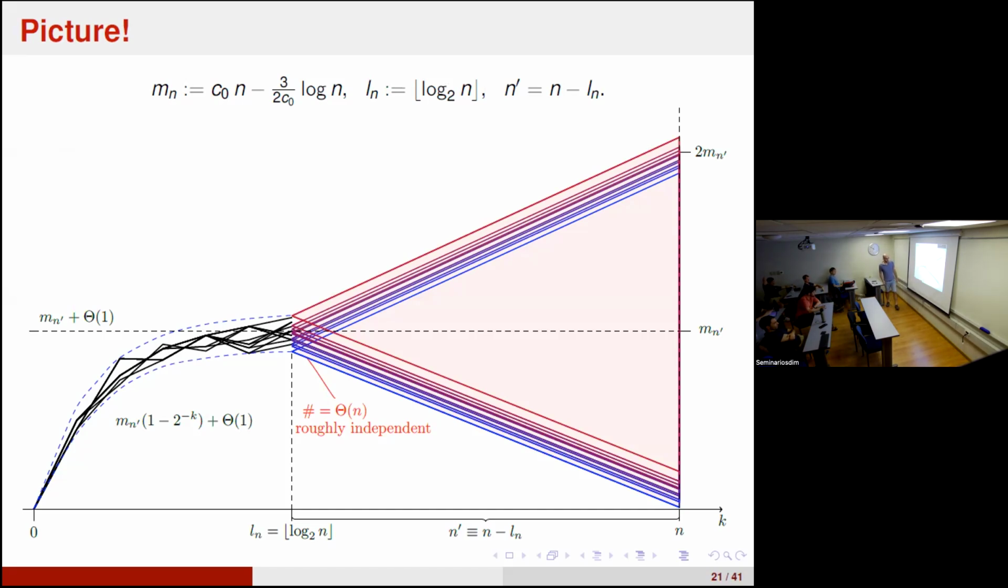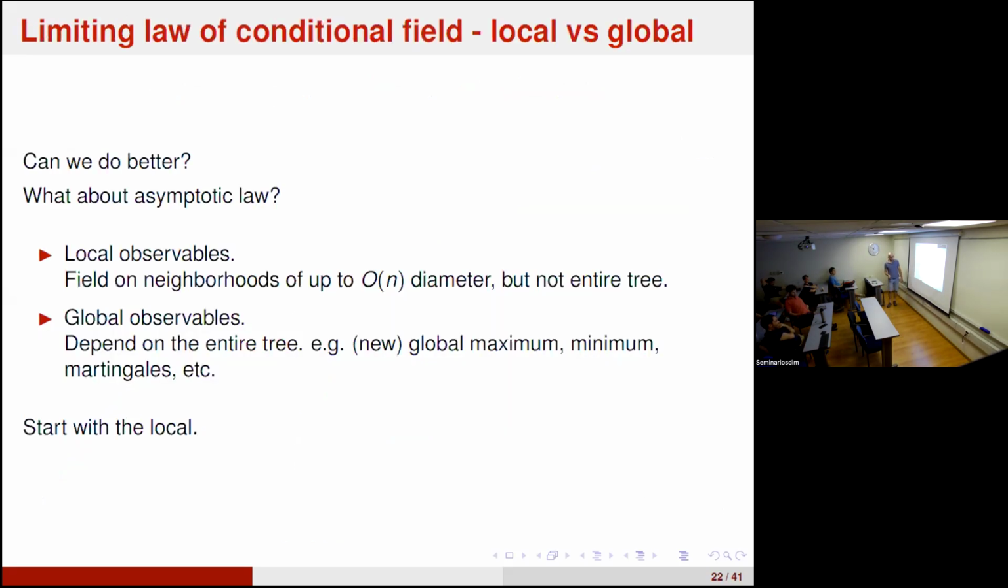Okay, so that's kind of interesting, perhaps. But can we say more? So these are more like bounds. We don't know, we didn't say anything about the asymptotic law. So can you say something about the asymptotic law of the leaves of this high field? And the answer is yes.